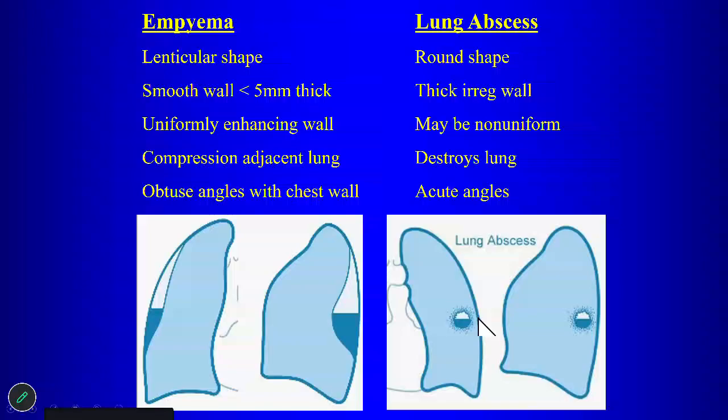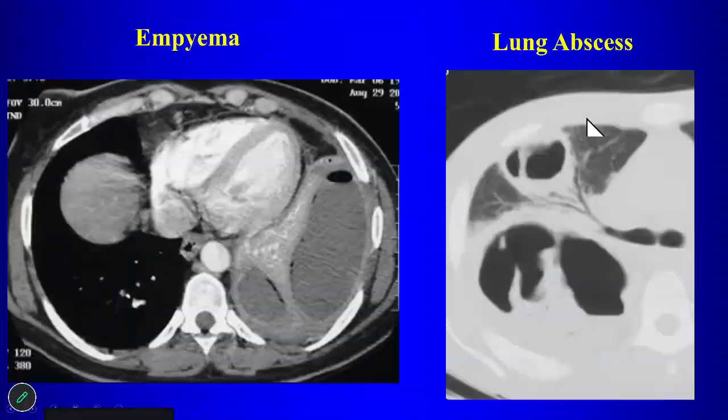With a lung abscess, the length of that air fluid level tends to stay the same on the frontal and lateral view because this is a round collection within the lung parenchyma. So lung abscesses give you these round collections within the lung parenchyma. There are acute angles with the chest wall. There's necrosis of lung tissue. The walls tend to be thicker, as you see in this example, as opposed to empyema, more lenticular in shape. Thickened pleura, of course, helps you to localize that to the pleural space.